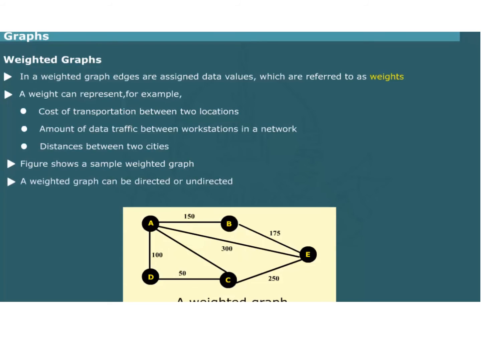A weighted graph can be directed or undirected depending on the nature of the application. For example, a weighted directed graph can represent flight journey between two airports because flight distances between two airports might be different depending on the flight paths for forward and backward journeys.